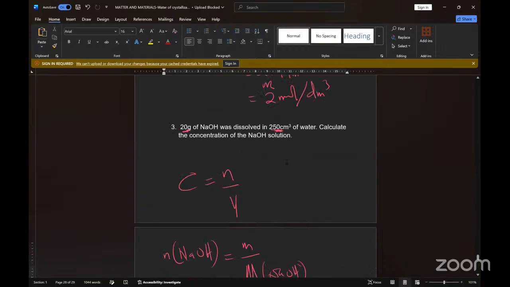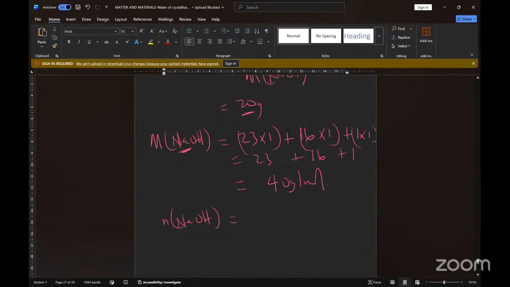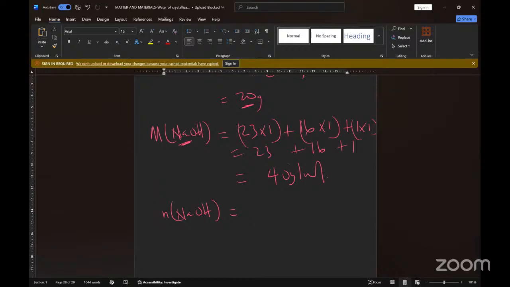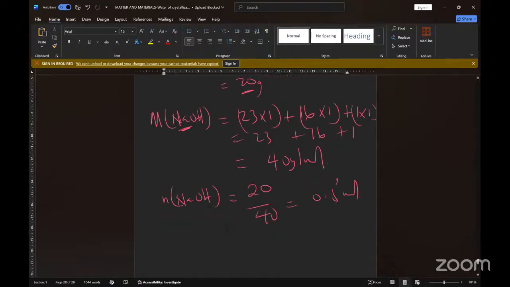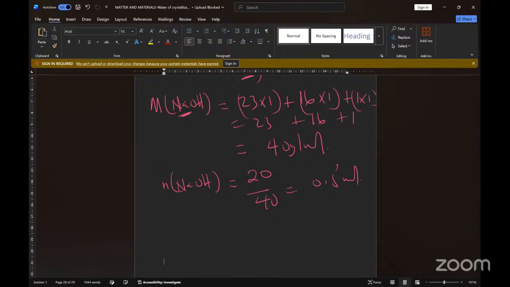The question, remember, says 20 grams of sodium hydroxide. So that 20 grams is what you write here over 40, and that gives you 0.5 mole. So that is your 0.5 mole. We have that, but that is not the end of the story.